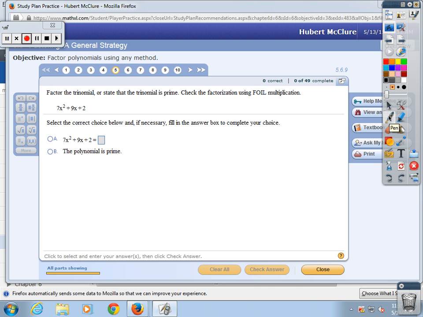Just say the bullet right there. What? Square plus 9x plus 2.